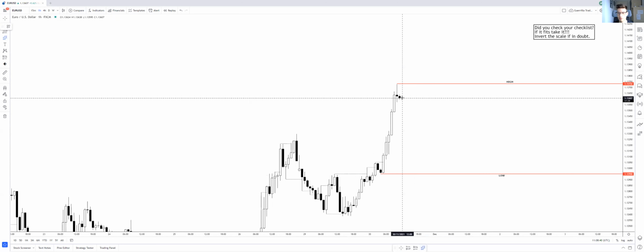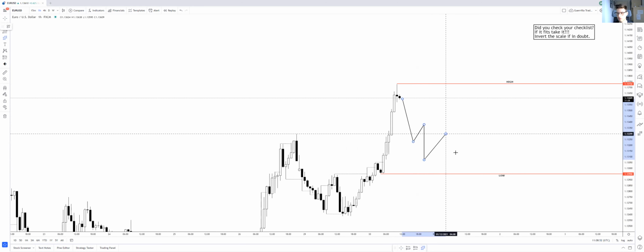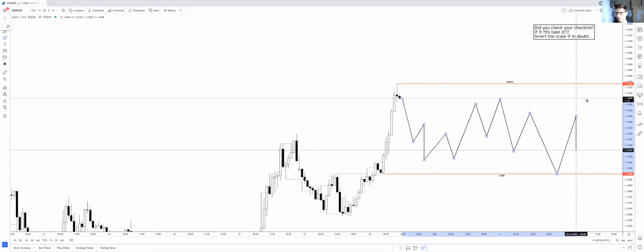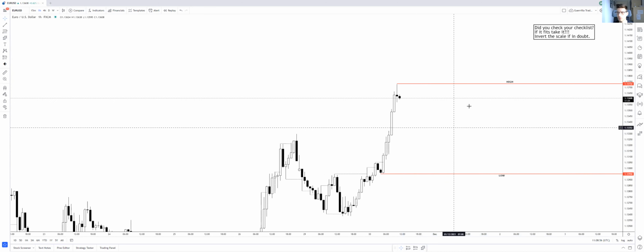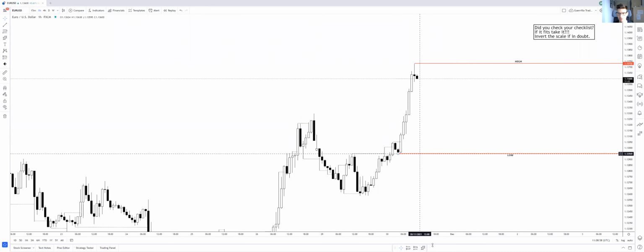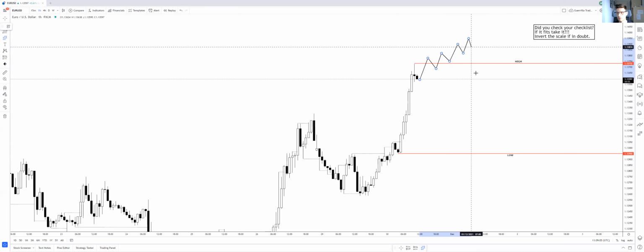Or maybe we will just continue. Then I will look for a continuation bullet and then enter a trade. Maybe we will get this V reversal. Then I would stay out. What can also happen is that we just continue ranging between the high and the low. I would stay out of that sort of price action. Or maybe we will get this ascending structure, impulse to the downside, look for a trade.